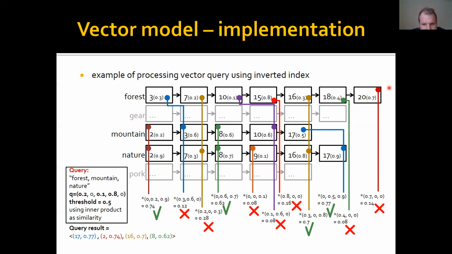So again, I repeat the advantages of the inverted index. We have already compact storage of the matrix, so not storing the zeros. And we have also very effective processing of a query, because we only process the lists for terms that appear in the query. 99% of them remain untouched. So we really process a very small portion of the whole structure.